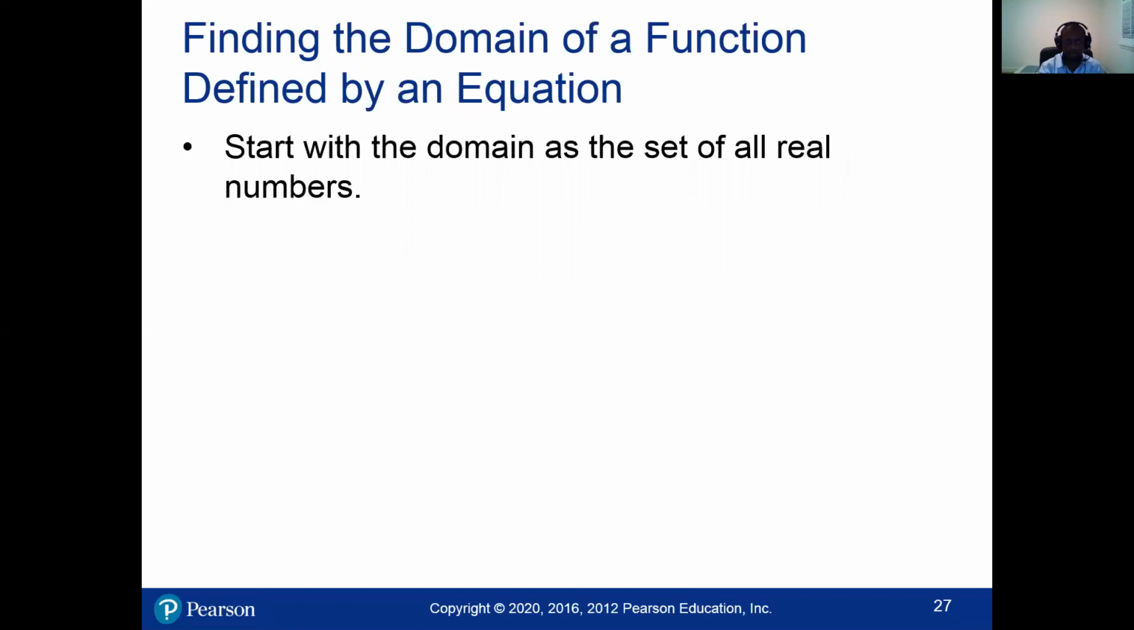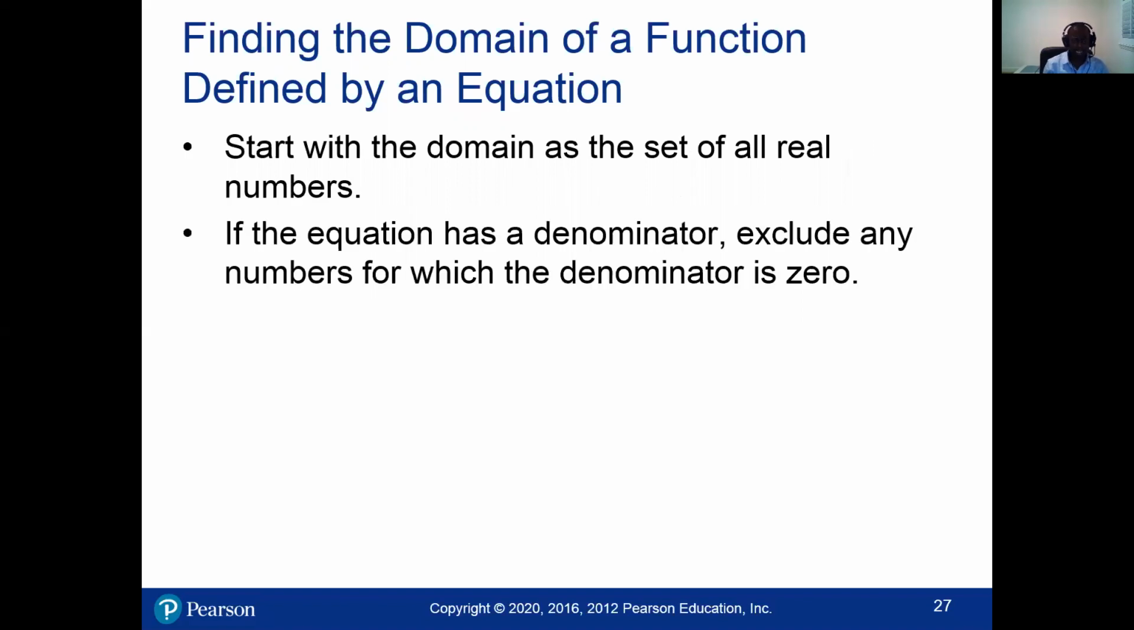Now if it is not, then you look at whether the equation has a denominator. In other words, if you have a rational function, then you want to exclude all the values of the real numbers that make the denominator 0. Because if you have something like 2 over 0, that is undefined. So that's why we do that.